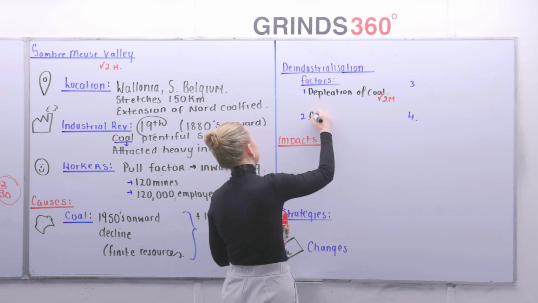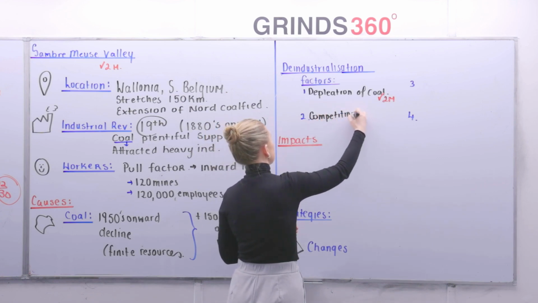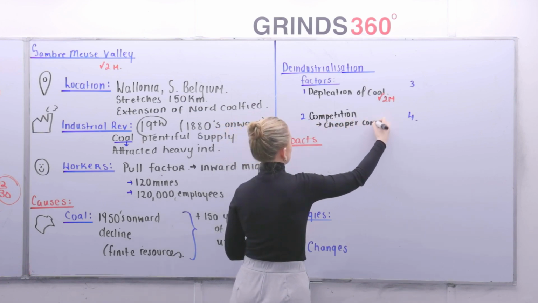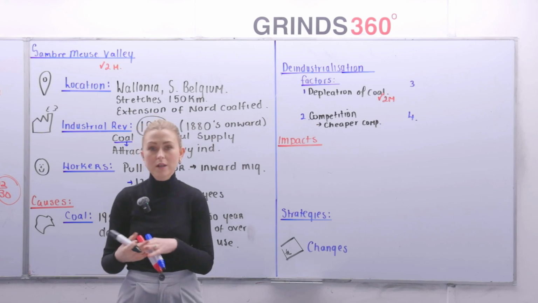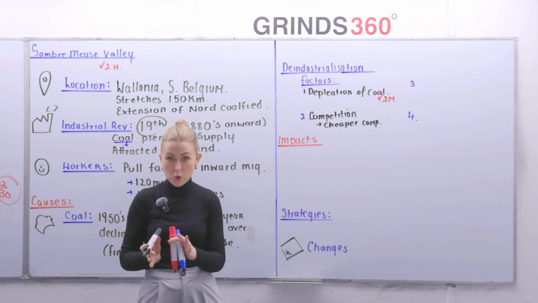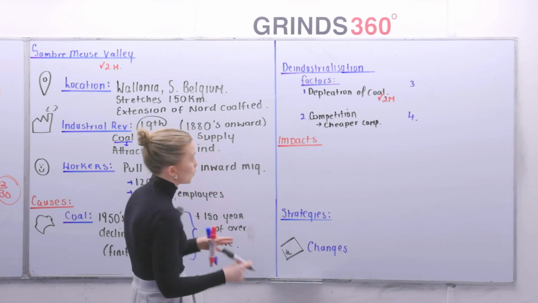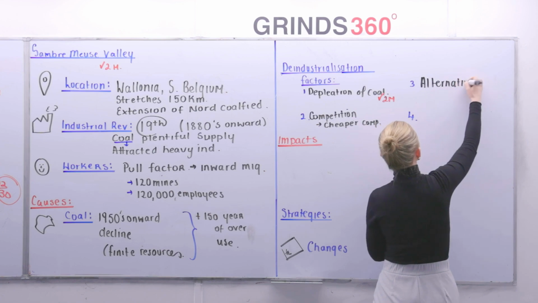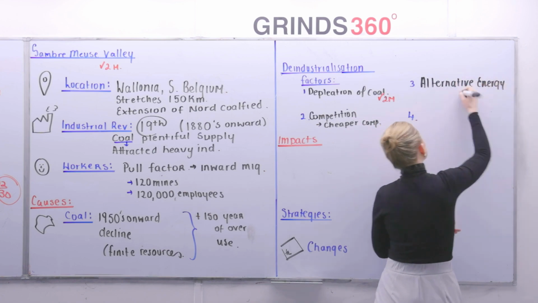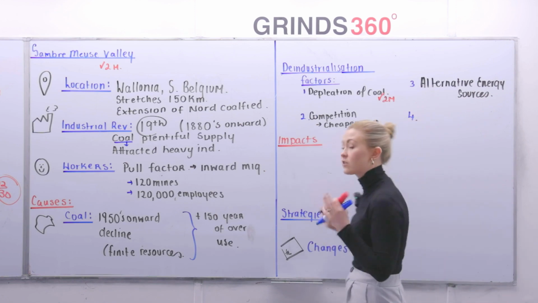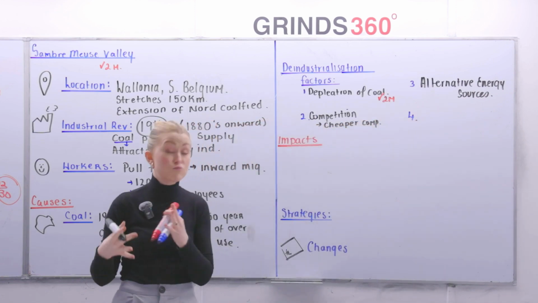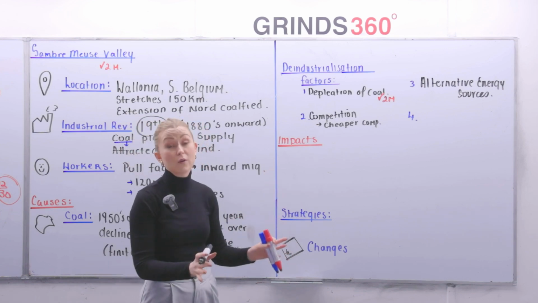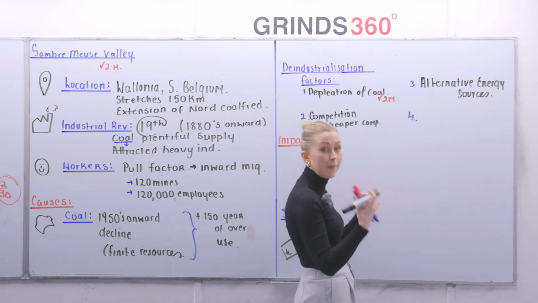Second one, competition from cheaper competitors, or you could say cheaper coal imports. There was cheaper coal available from North America and also from Poland, so a lot of the time that's what was being chosen. My third one here is alternative energy sources. Energy sources like gas and oil were now becoming readily available and they were a lot easier to transport. As a result of that, a lot of industries moved to waterside locations because that's where you're going to find them. Again, they're piped in.